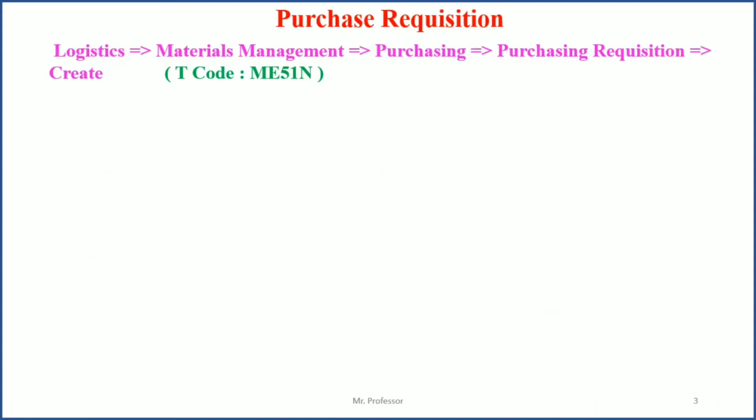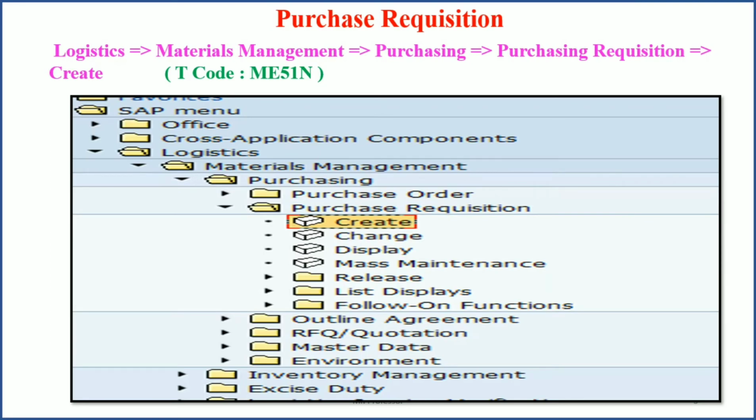Next, we are going to see purchase requisition. A purchase requisition is a request that is made to the purchasing organization to procure a certain list of materials. It is an internal document and remains within the organization. Purchase requisition needs approval from the purchasing organization.